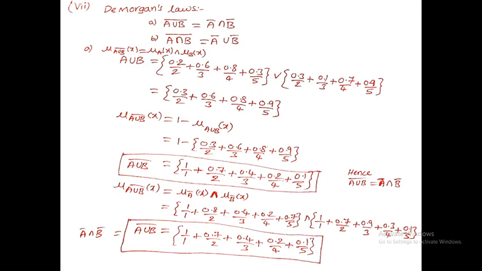You need to take the least values from that two sets, right? When you are doing that A complement and B complement, A complement and B complement is equal to 1 by 1 plus 0.7 by 2 plus 0.4 by 3 plus 0.2 by 4 plus 0.1 by 5, you get it. So if you see that two boxes, both should be same, right?